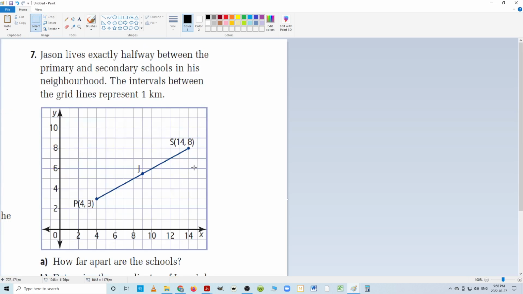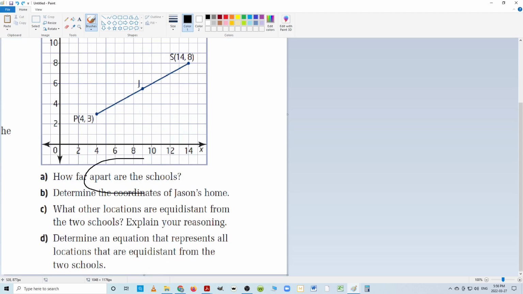And crop and zoom. So Jason lives exactly halfway between the primary school and the other school. Here's where Jason lives, here are his schools. So he's at the midpoint. But notice they mentioned kilometers, so it's probably going to be units. How far apart are the schools? That means you need to use the length formula. Determine the coordinates of Jason's home. Jason's home is at the midpoint, so that's a midpoint formula.